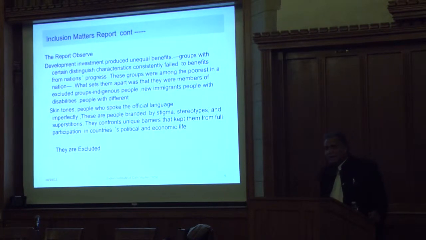The report observed, and I am reading it for a simple reason, I will give the reason, that development investment produces unequal benefit. Groups with certain distinguishing characteristics consistently fail to benefit from the nation's progress. These groups were among the poorest in the nation. What sets them apart was that they were members of excluded groups: indigenous people, new immigrants, people with disabilities, people with different skin color, people who spoke the official language imperfectly. These are people branded by stigma, stereotype, and superstition. They confront unique barriers that keep them from full participation in the country's political and economic life. They are excluded. This is also a part of the quotation.